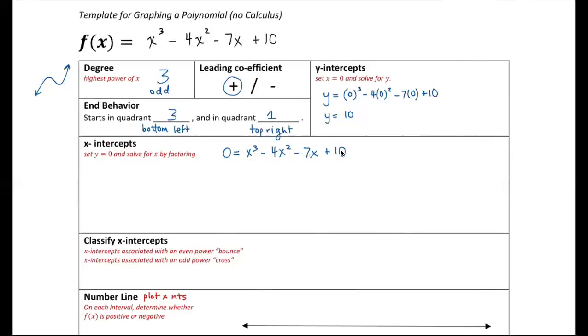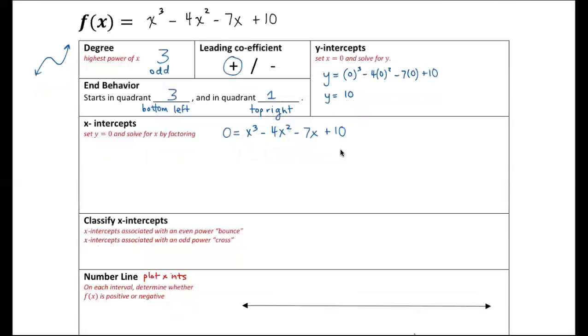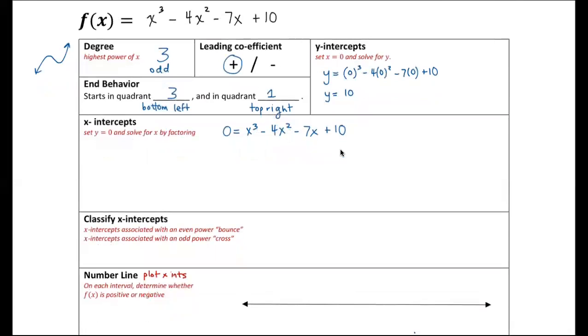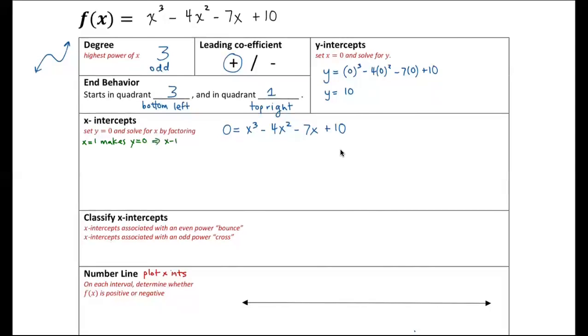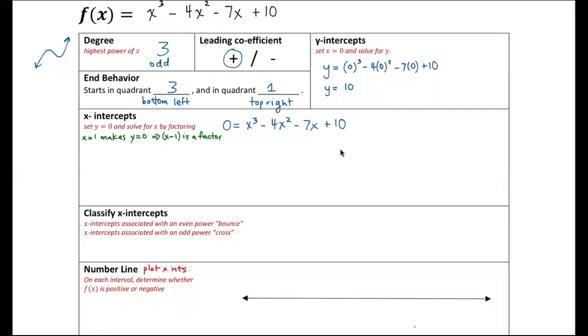So I know, let me write this in words so you can see it. Maybe let's do it in a different color. So x is equal to 1 makes y equal to 0. So that means that x minus 1 is a factor. And once we have one factor, we can go through and do polynomial long division to see what is left over.